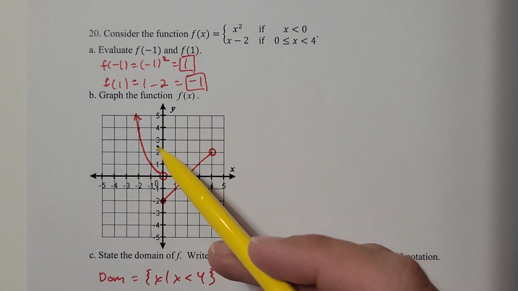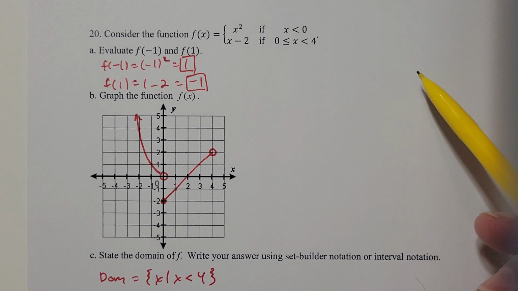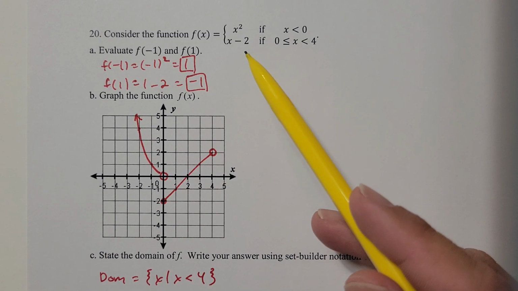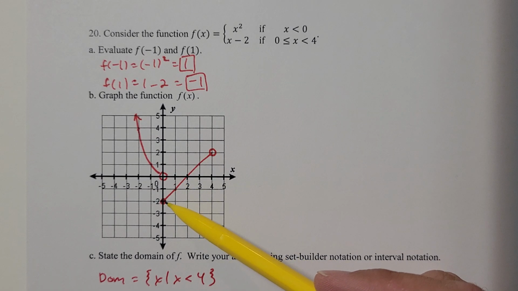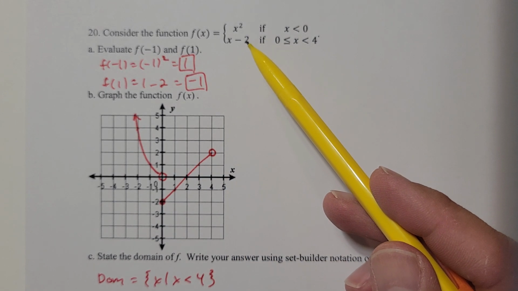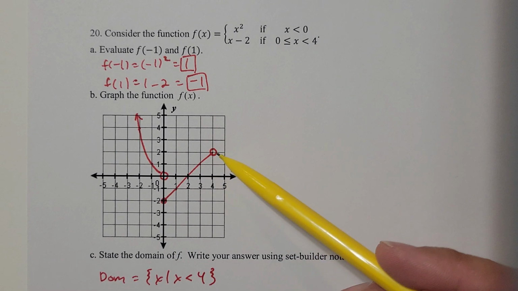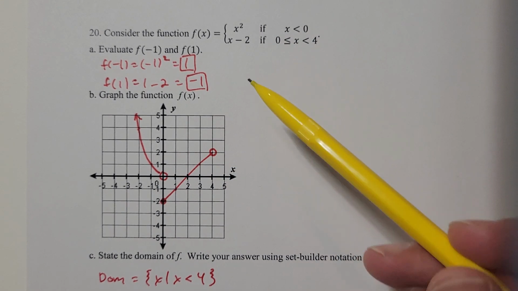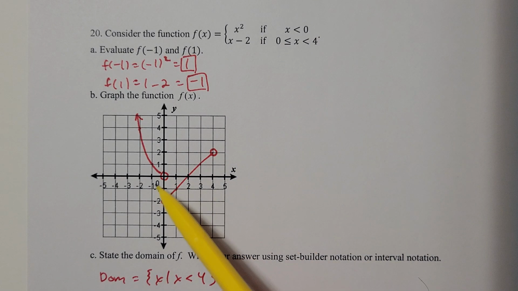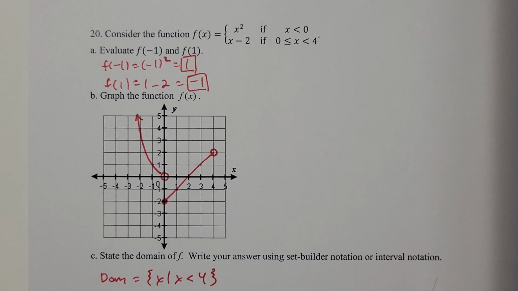Piece 1 is now done, and we're graphing piece 2 now. So piece 2, I have x minus 2. If x is 0, 0 minus 2 is negative 2. So 0, negative 2 should be on the graph. And then if x is 4, 4 minus 2 is 2. The point 4, 2 should not be on the graph, right? Because we're strictly less than 4. So I have an open circle there on the right and a closed circle on the left. If I draw a line between those 2 points, that would complete this function.